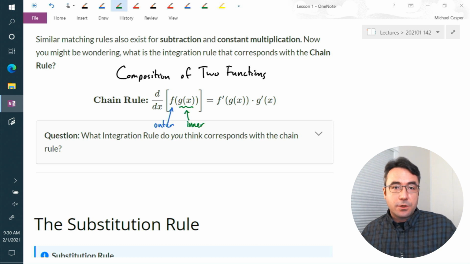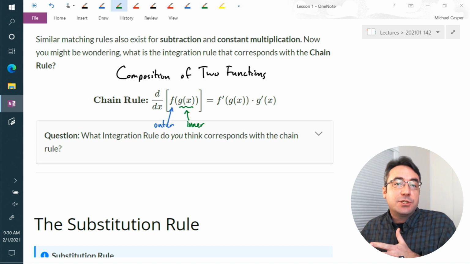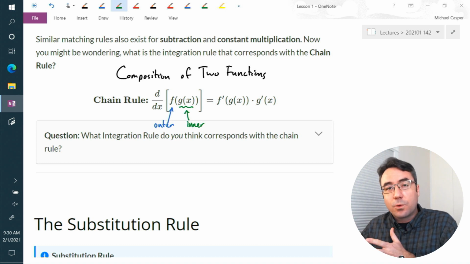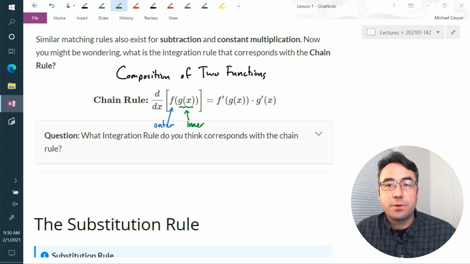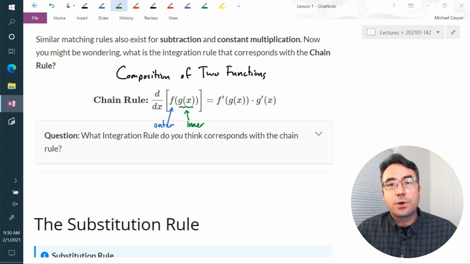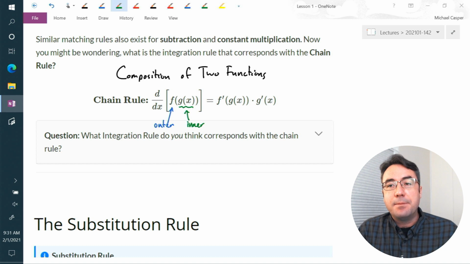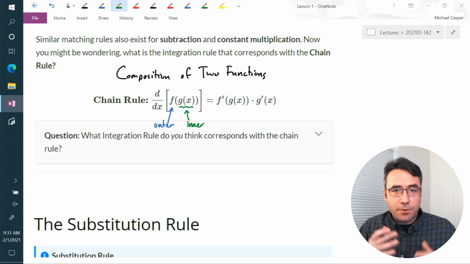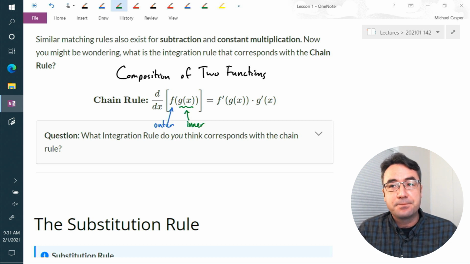And what we're going to learn in this section with the substitution rule is the integration counterpart, the integration rule that basically reverses or undoes what the chain rule is doing. And so we're going to be talking about inner functions a whole bunch here, because that's going to be the way we get started with our substitution rule.